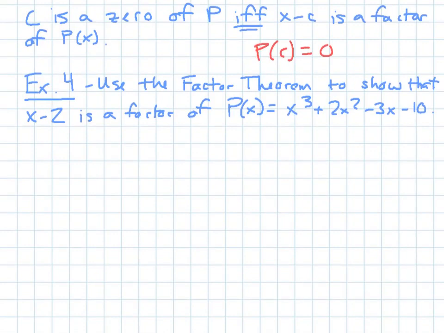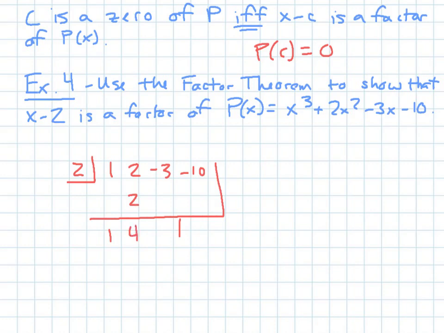So if I use the factor theorem to show that x minus 2 is a factor of p of x, which is equal to x cubed plus 2x squared minus 3x minus 10, then here I can still use synthetic division. So I get 1, 2, negative 3, negative 10. So add down gets me 1, multiply gets me 2, add down gets me 4, multiply gets me 8, add down gets me 5, multiply gets me 10, add down gets me 0. So because I got 0 here, that means yes, it's a factor.